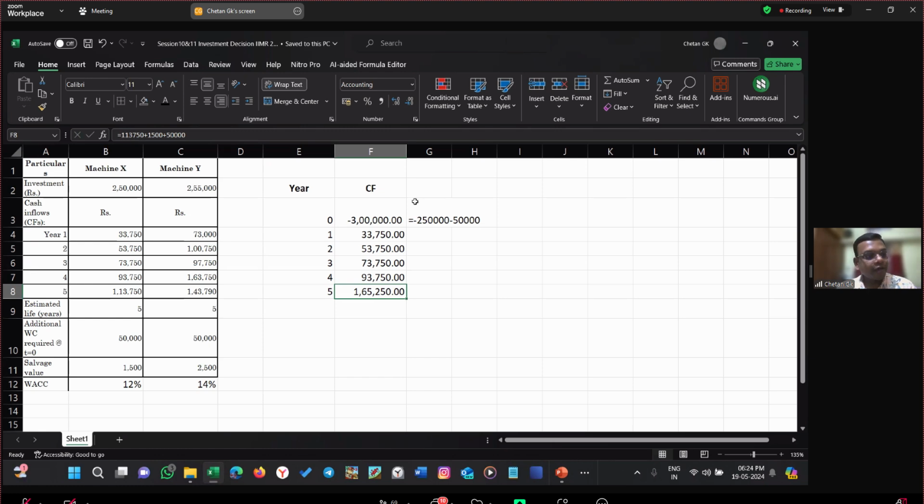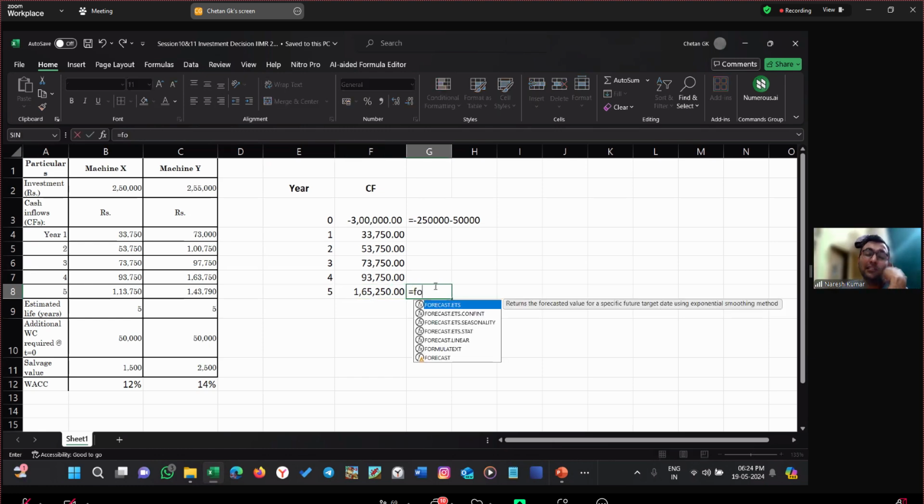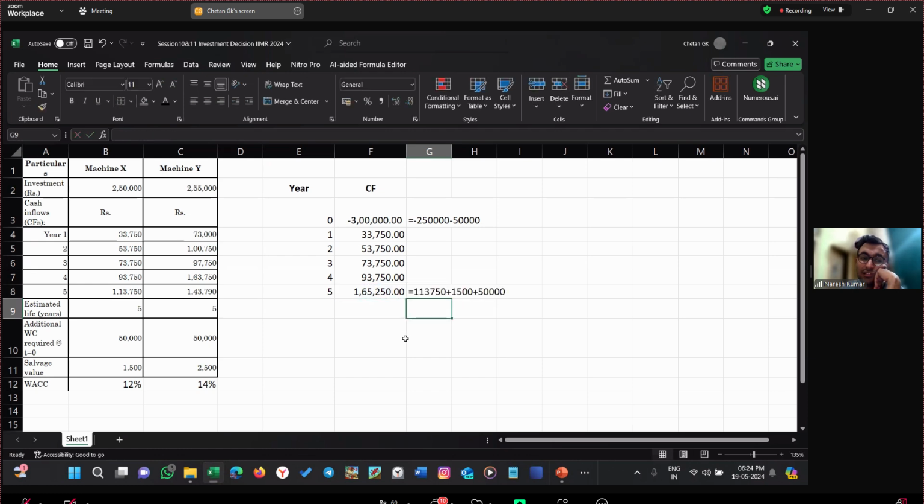Any doubts until this? You can ask me. This working capital required will be added. You can see the working capital release and the salvage value we have added with the last year's 1,13,700. But working capital release is not given. It is not given, but it should be implied. It is always equal to working capital required.